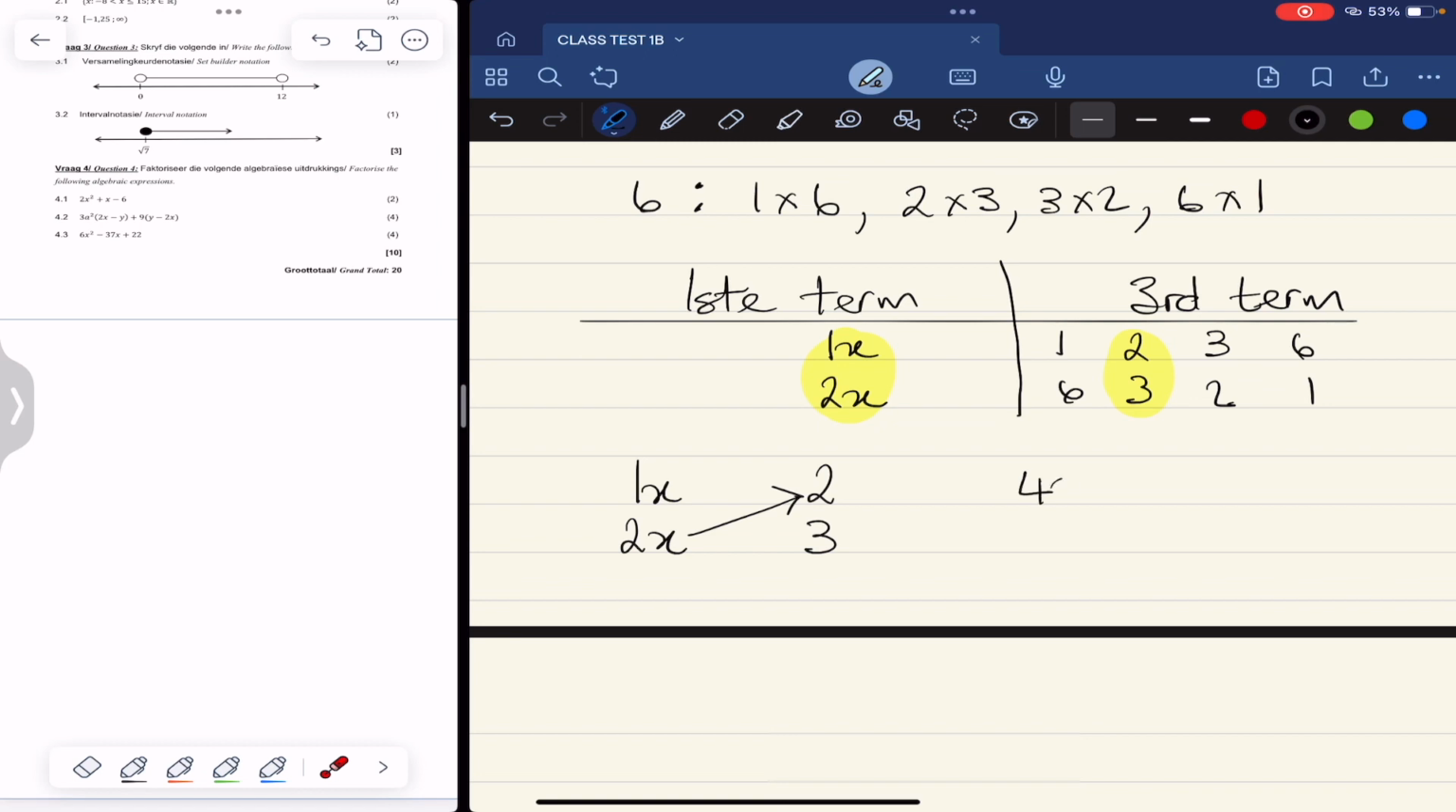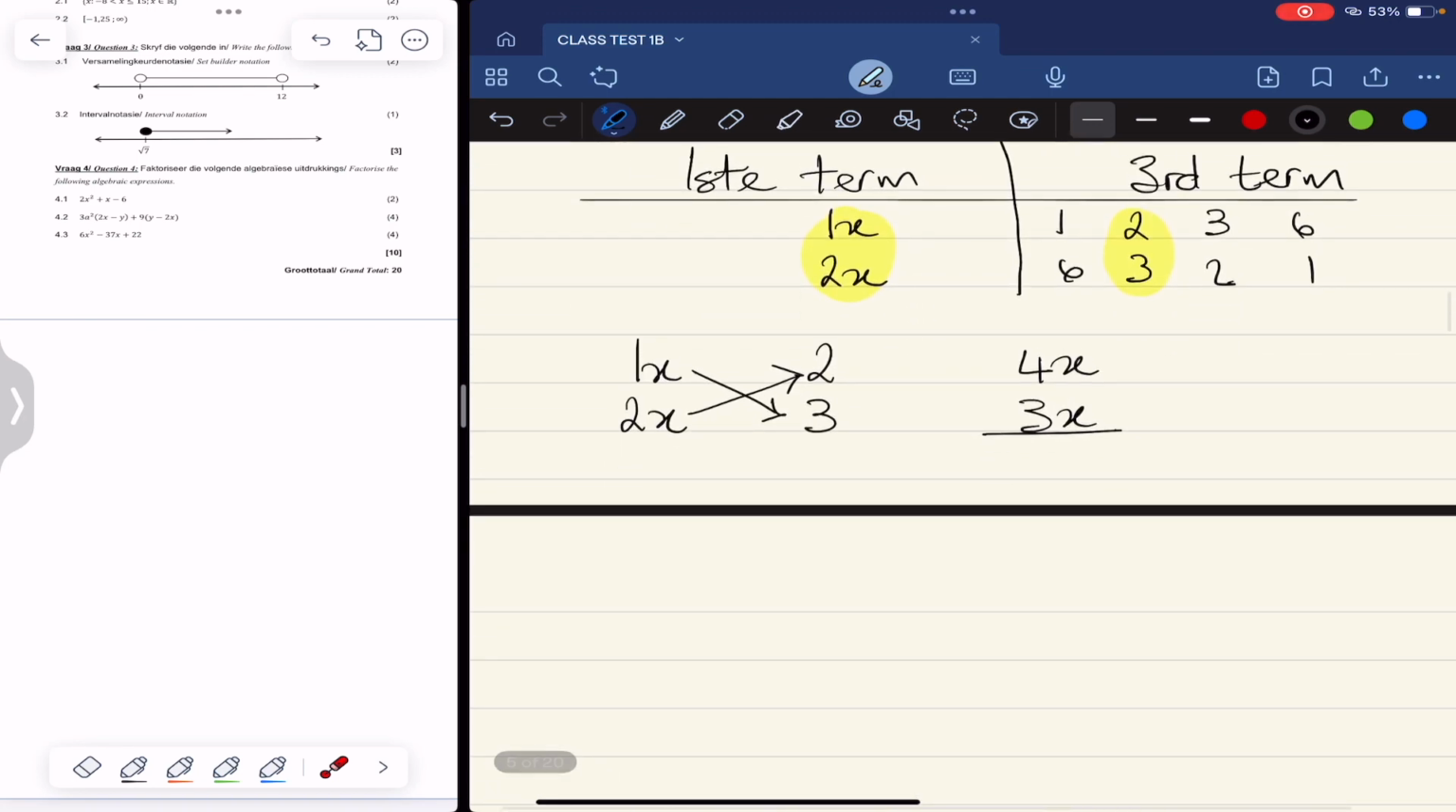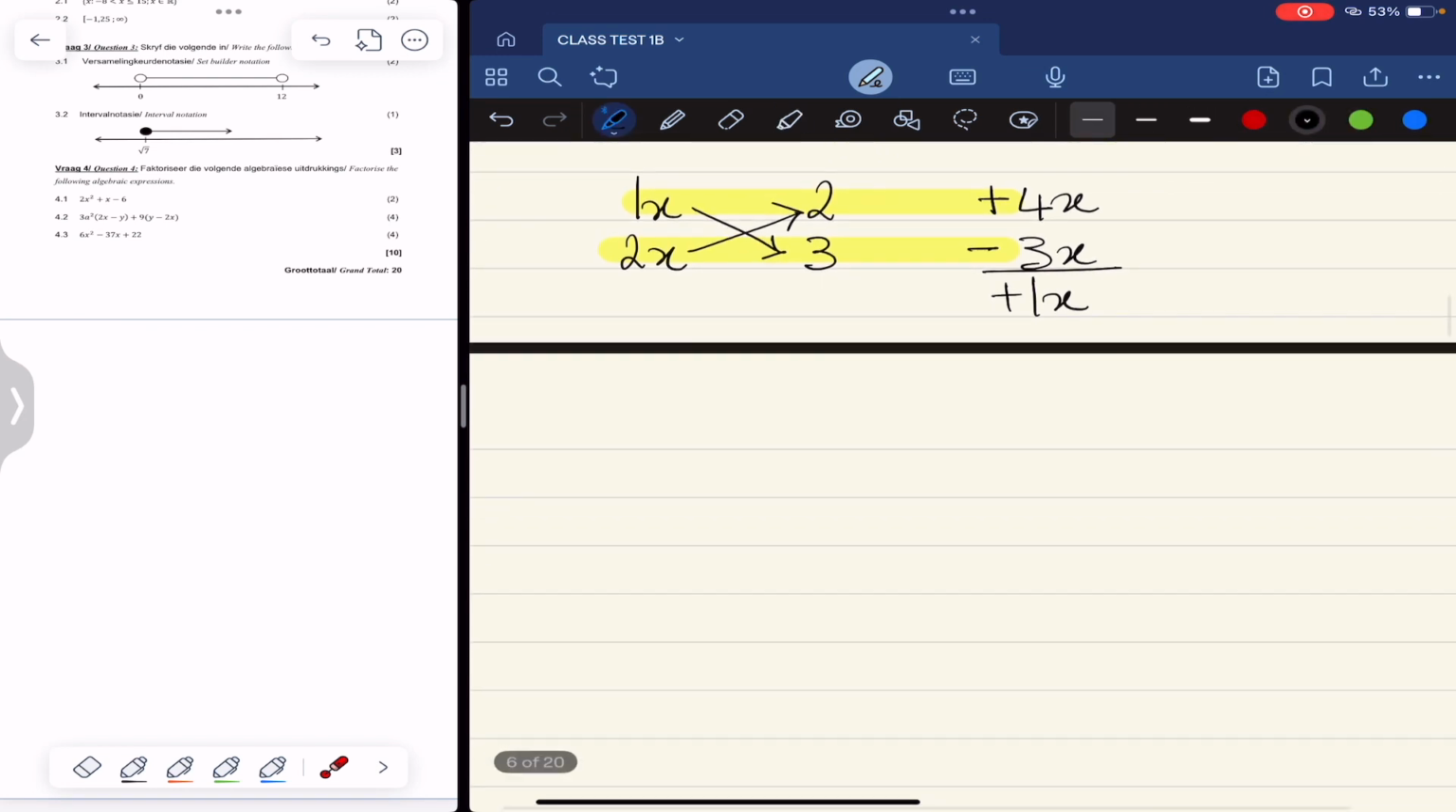If I multiply those two together, I get 4x. If I multiply that together, I've got 3x. And I need to get a positive 1x. Of course, my last term is negative, so I need to have the plus minus going here. And because it's a positive 1x, I need that to be positive and that to be negative. So that will give me a positive 1x. So that means my factors will be x plus 2 and 2x minus 3.